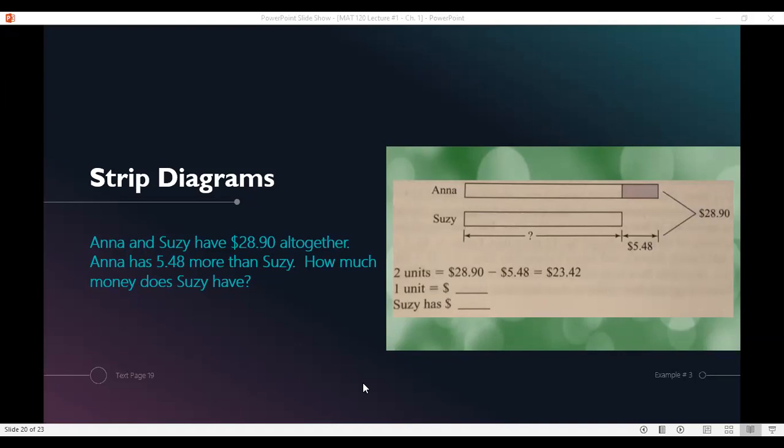And then after you draw the strip diagrams, you could stare at them and think for a little while, and it will come to you kind of what the procedure is. Oh, I think I should subtract $5.48 out. Then when I'm through with that, I guess I better divide my answer by 2 to figure out what Susie has.